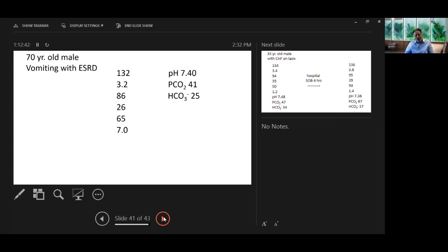So don't be fooled. This could be a question on your renal boards. Don't look at those numbers and say the patient doesn't have an acid-base disorder. In fact, this patient has two separate acid-base disorders, which are equal in magnitude, but opposite in direction. And so the bicarbonate ends up being normal. Next slide.